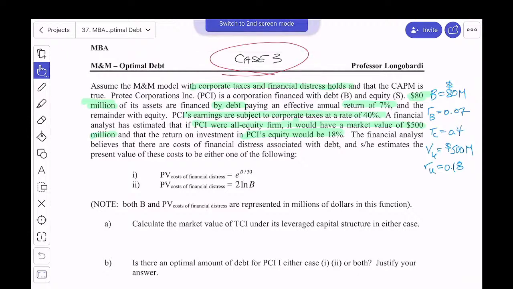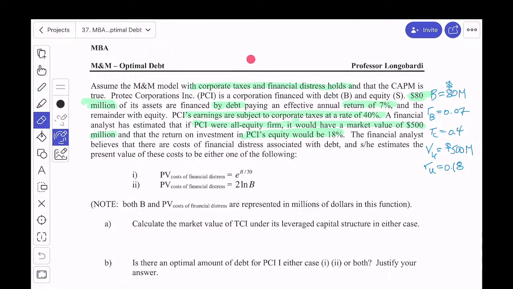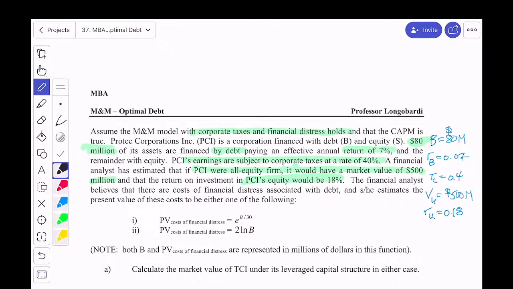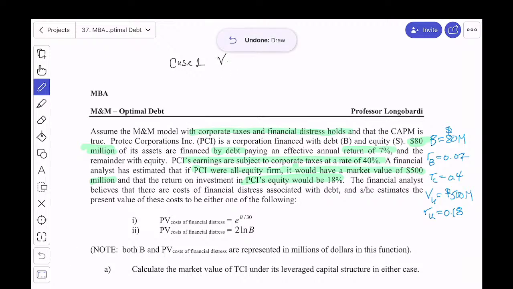So case 1, case 2, case 3. I'll rewrite it up here. So these are the conclusions of our analysis. Case 1 is where the value of the levered firm doesn't change. And that was only possible given several assumptions, including that there are no taxes and there's no risk of default. That would make this possible. Otherwise, this is unlikely. So leverage does have an effect.